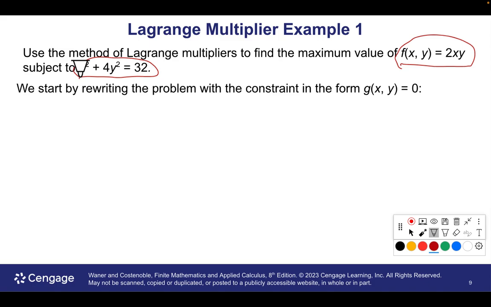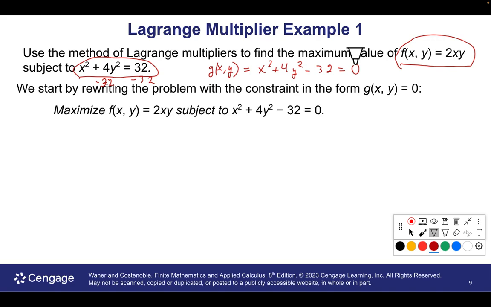So the first thing we do is rewrite the constraint equal to 0. So we subtract 32 from both sides, and we get that g of x, y is x squared plus 4y squared minus 32. That's equal to 0. So that's the function we're going to use in our formula.